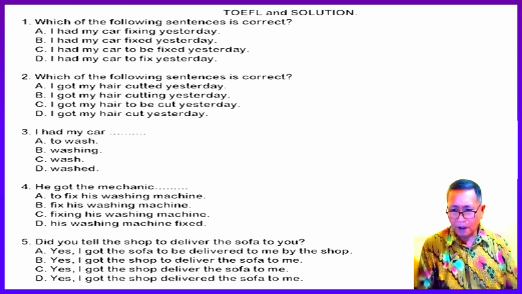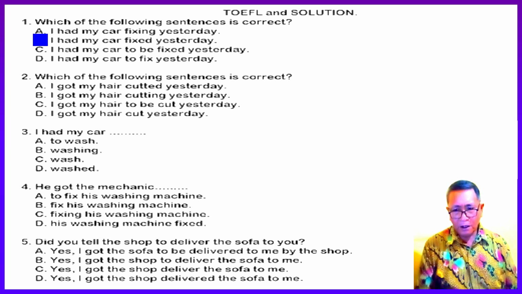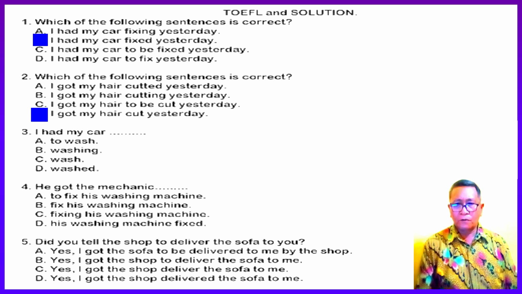Number 1. Which of the following sentences is correct? Okay. B, I had my car fixed yesterday. Number 2. Which of the following sentences is correct? It's okay. D, I got my hair cut yesterday. Number 3. I had my car blah blah blah. Alright, the answer is was.